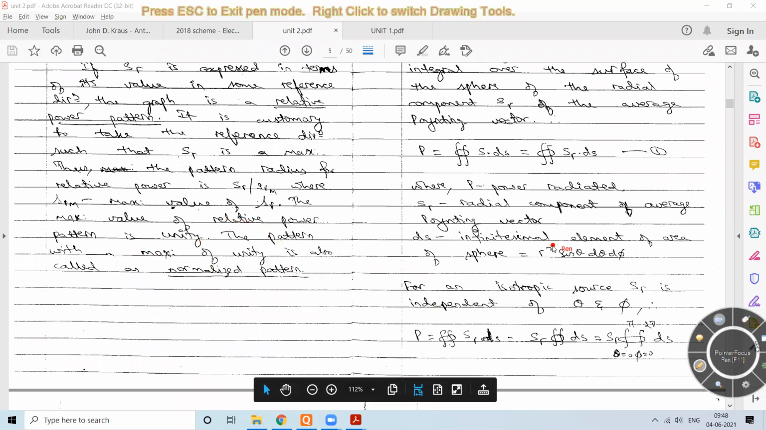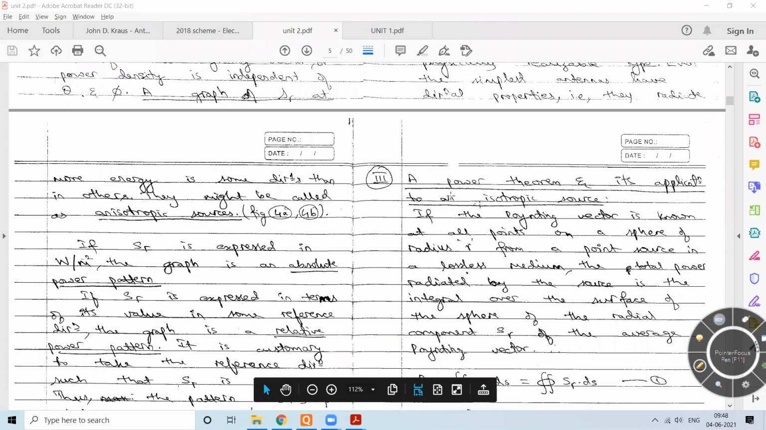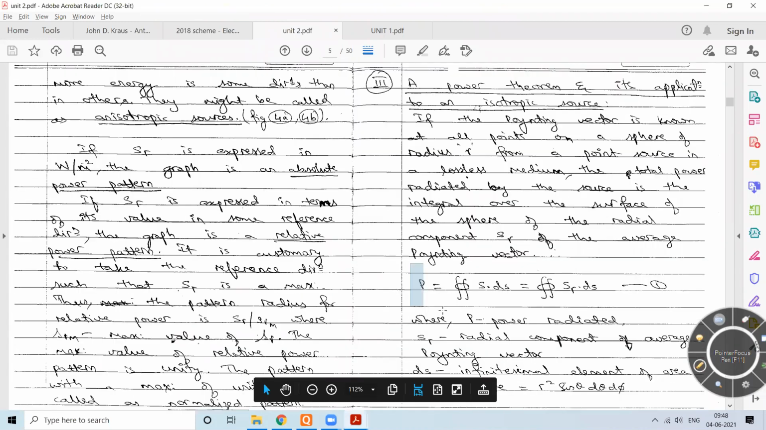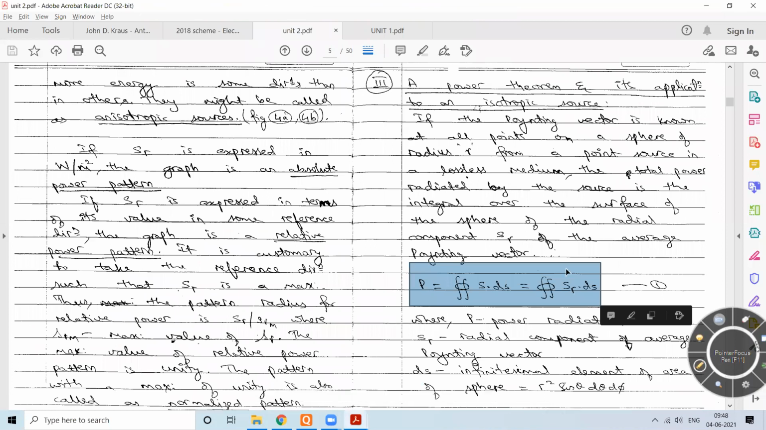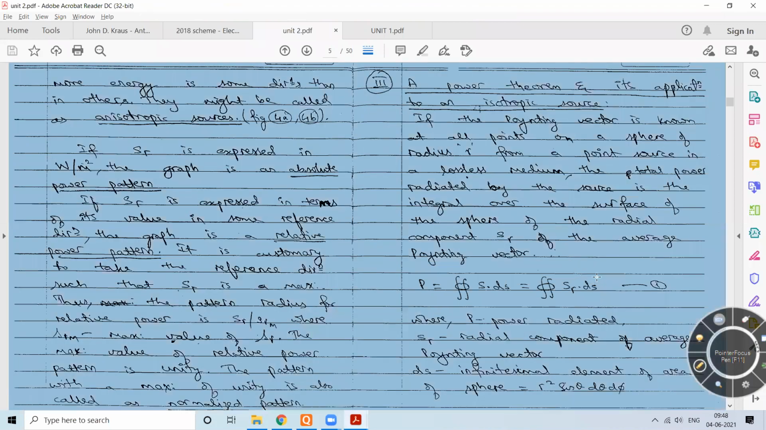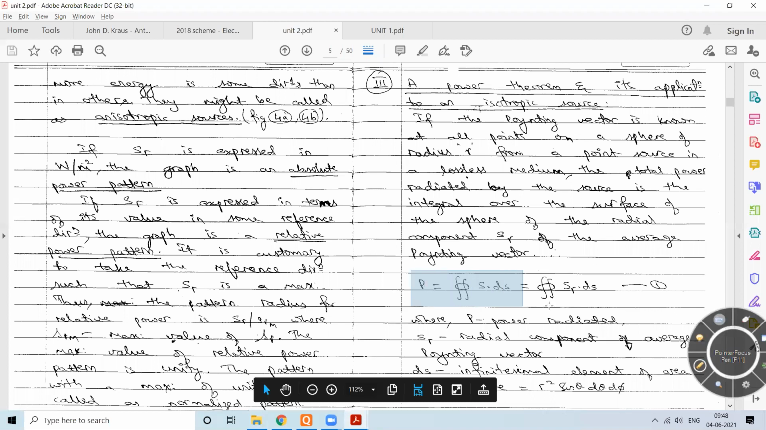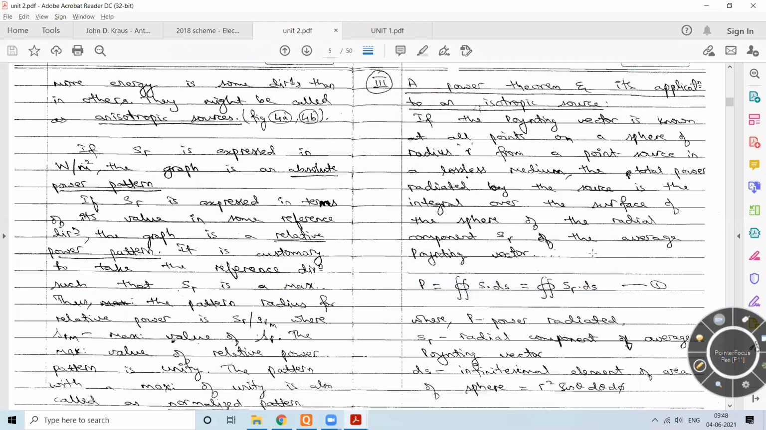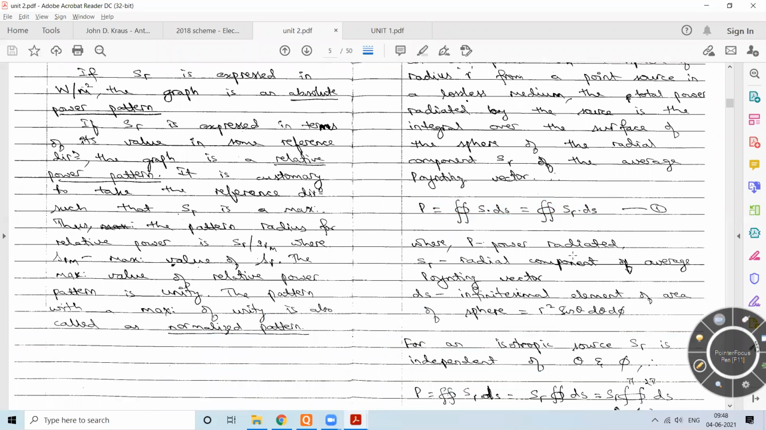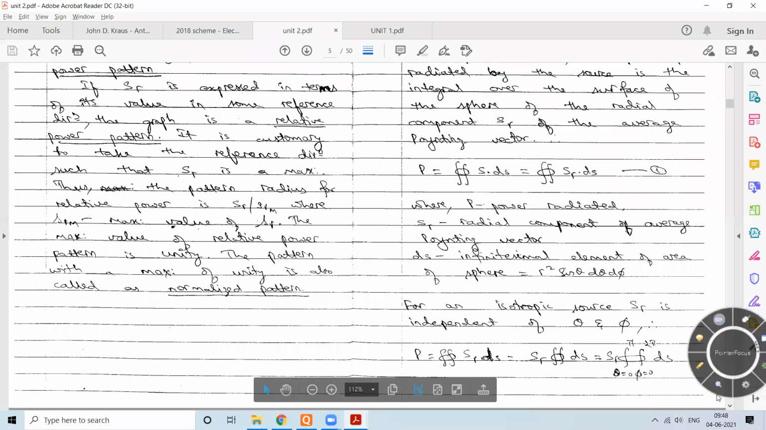So here the power theorem gives the definition of how we can obtain the total power radiated by the antenna under consideration when you know the Poynting vector or the power density. Now, if I apply this equation to an isotropic antenna, what will be the total power radiated by the isotropic antenna? That is what we have to consider.